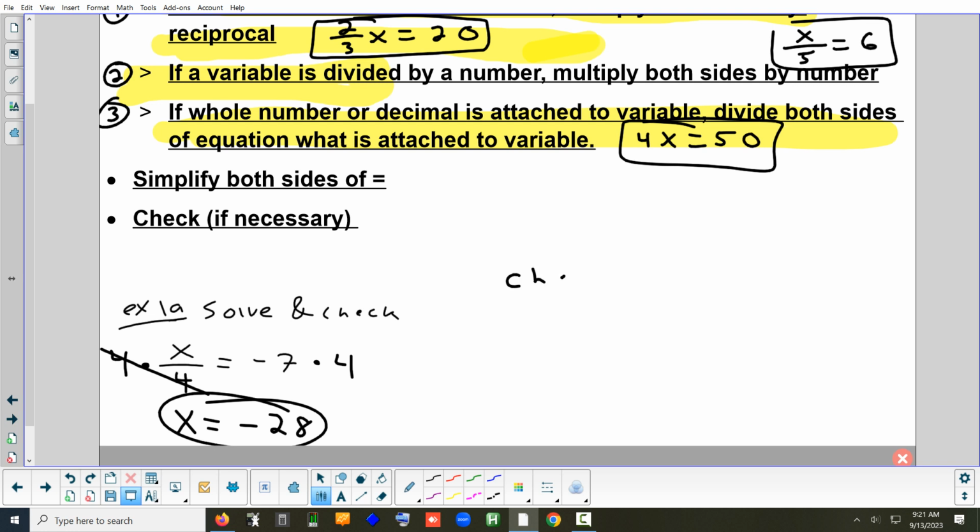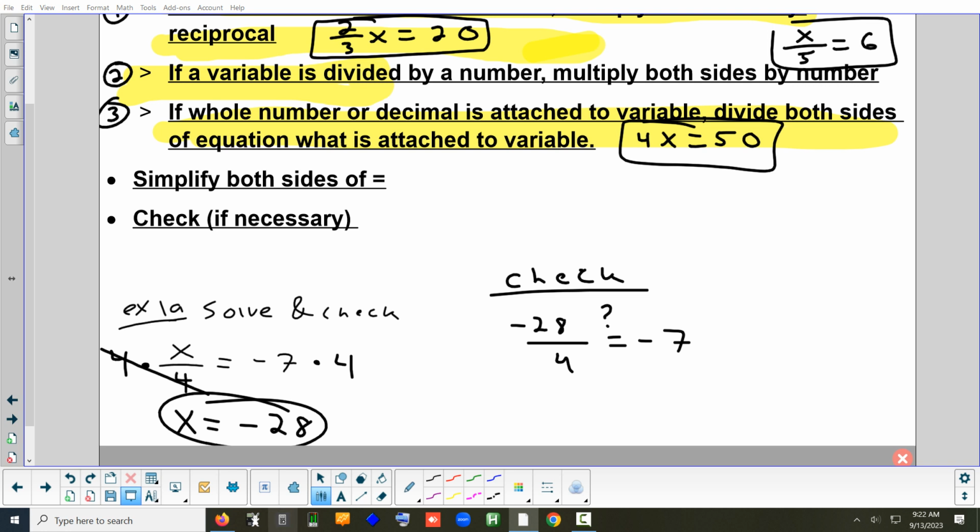So let's do that off to the side. Can someone remind me, how do we check if negative 28 is the right answer? Plug in negative 28 for x. So we're going to copy down the original problem, except instead of having an x, we're going to put in the number that we think is the answer, negative 28. And I usually put the question mark there because that's what I'm trying to see, is that right?